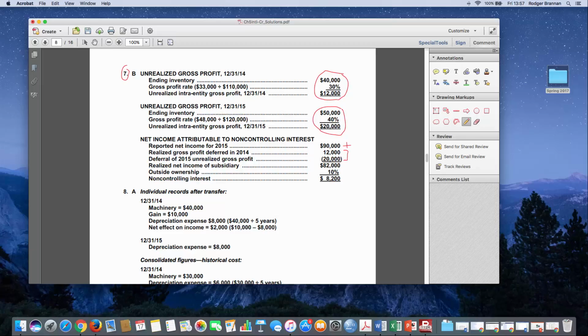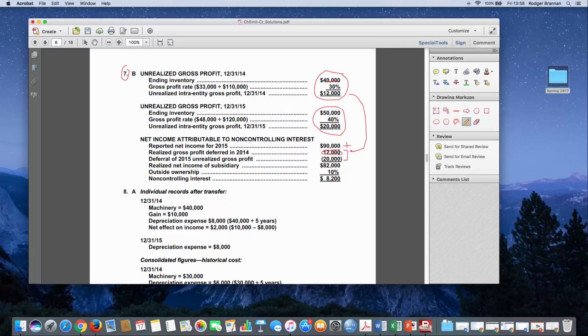Well, they tell you that in 2014, there was $40,000 of inventory that was not sold. And the gross profit percentage, which you calculate just the difference between the sales and the cost of goods sold, and take that over the sales figure, gives you 30%. Well, $12,000 was deferred. But that $12,000 is assumed to be earned in the following year. Again, kind of assuming a FIFO basis. So in essence, what's deferred in one year is added to the next year in terms of net income.